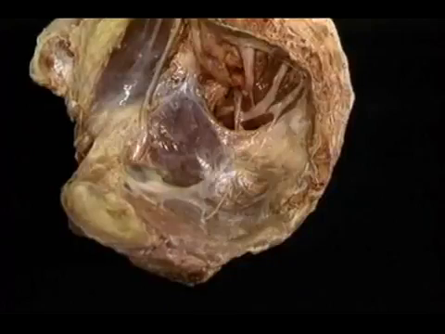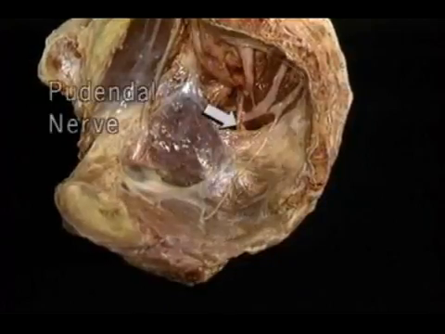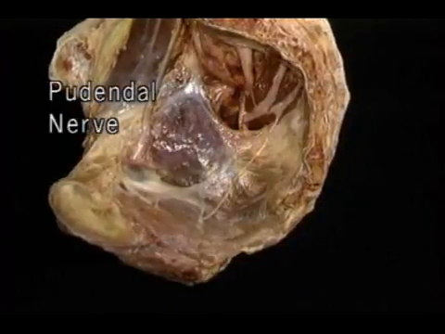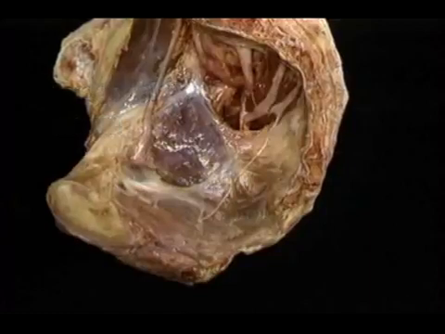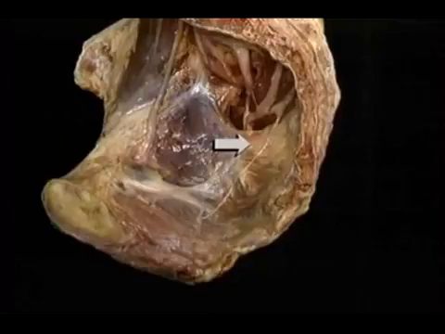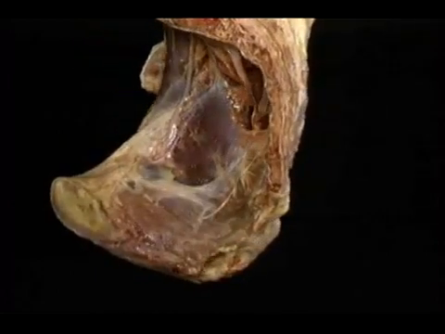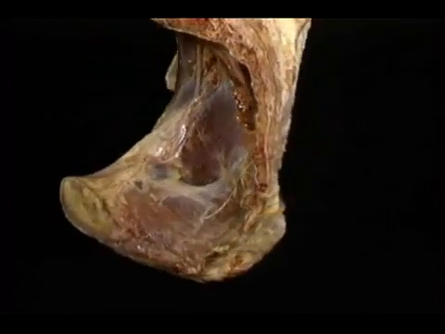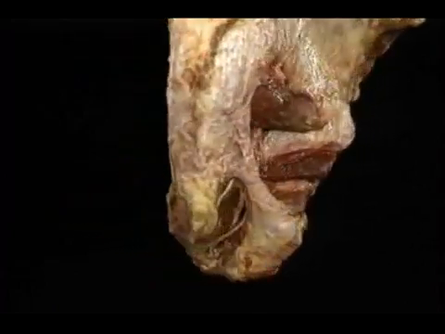on their pelvic surfaces. Here's the pudendal nerve. It's derived from S2, 3, and 4. It arises from the plexus just above the sacrospinous ligament, which is here, and passes immediately through the greater sciatic foramen. To see where it goes, we'll go round to the back.